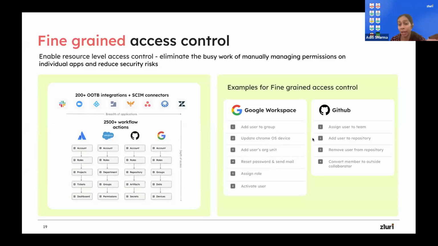And similarly for GitHub, you can assign the users to a team. You can add them to specific repositories. You can also convert members to outside collaborators. There are a lot more things that you can do. So this is just a snapshot of what we mean by fine-grained access control that goes beyond SCIM connectors.